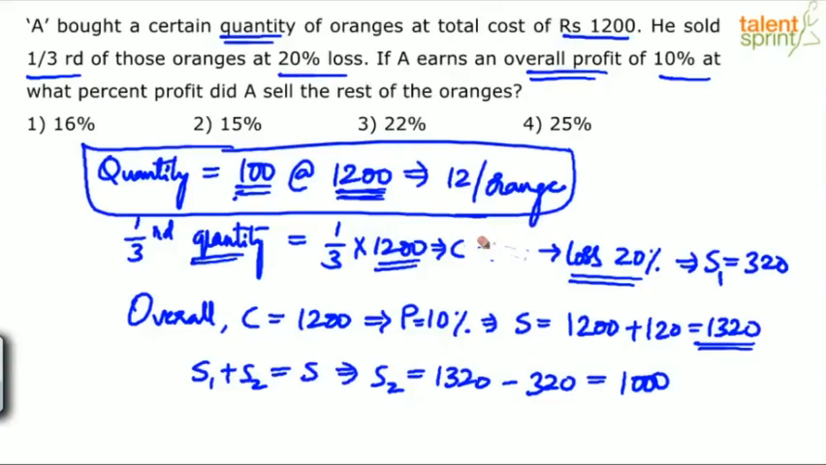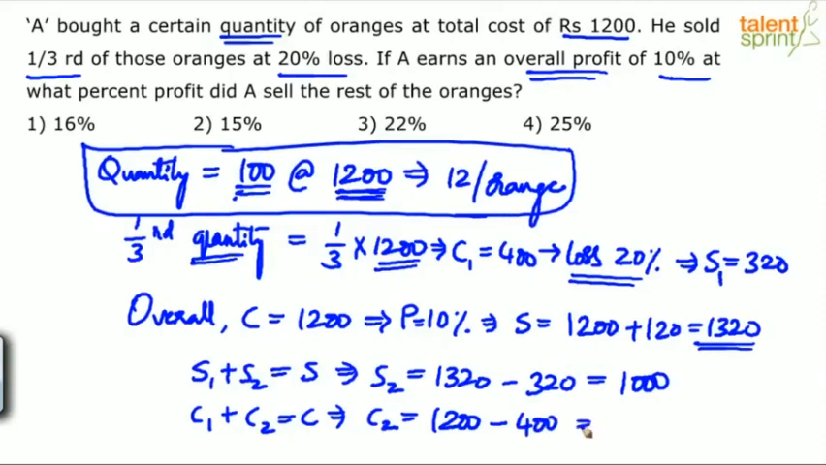You're getting it? Let me just rewrite it so that you can understand this clearly. C1 is equal to 400. On that, S1 comes out to be 320. So what should be C2? C1 plus C2 equals C. So C2 will be how much? Complete C is 1200. Total C is 1200, minus C1. C1 is 400. So 800.